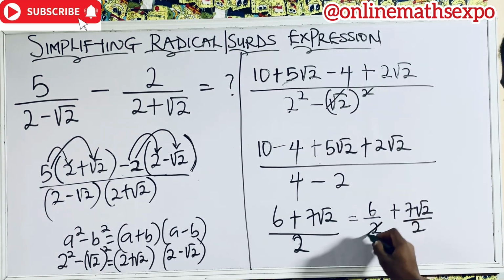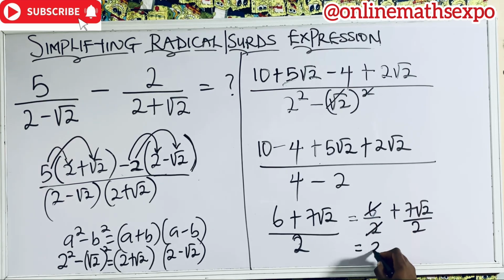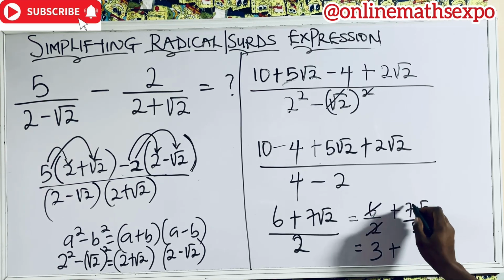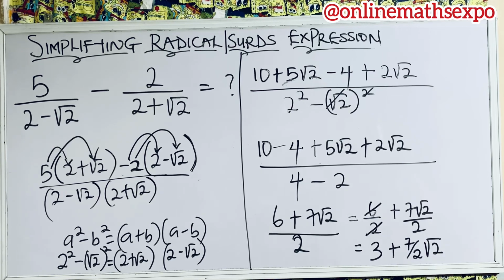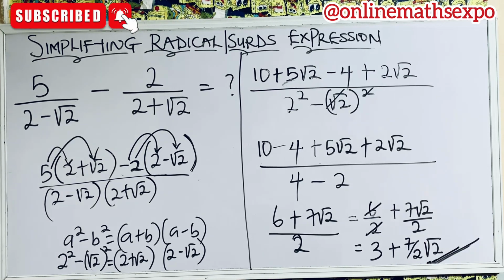So in that case, this will cancel this. So we're going to have 3 plus, 2 cannot divide 7, so you can just leave it as 7 root 2 over 2. And this gives you the answer.